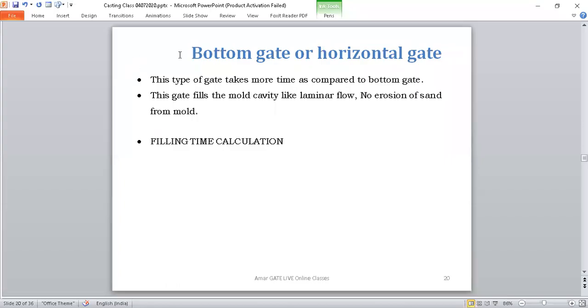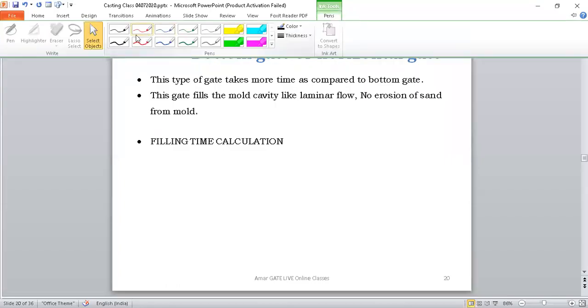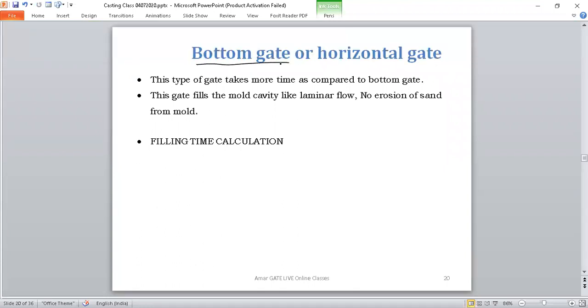So we'll understand the bottom gate. It is also called the horizontal gate. Here our interest is to find out the filling time, how much time is required to fill a mold of volume V, or casting volume V, by this gate. This gate takes more time as compared to the top gate. But the advantage is laminar flow, no erosion of the sand from the mold. So we'll understand it.